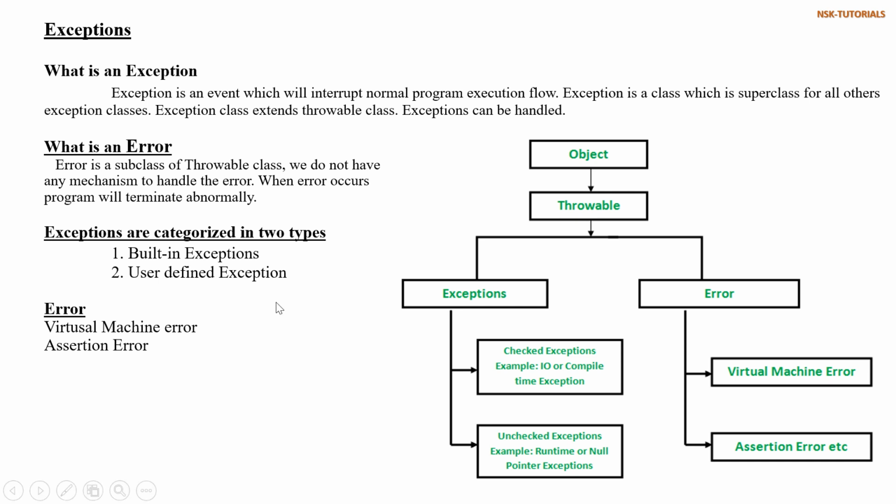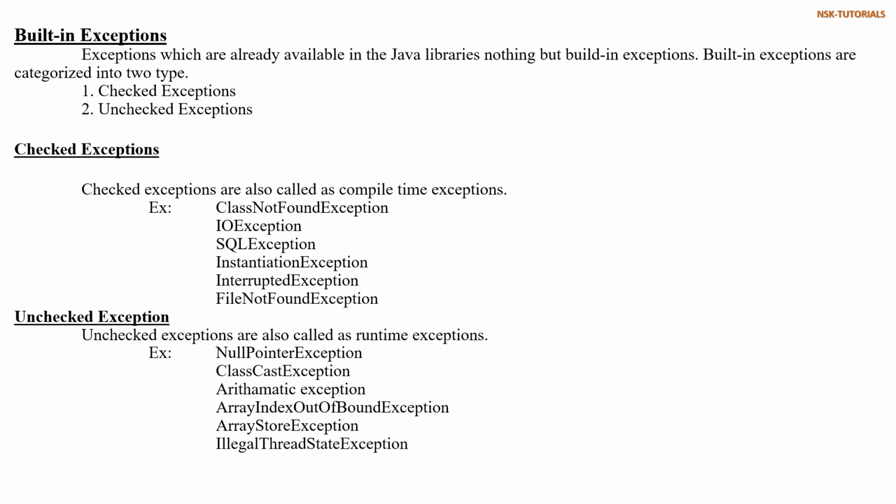Before we go into the next step, let's discuss the categories of exceptions. Exceptions are of two types: built-in exceptions and user-defined exceptions. What is meant by built-in exception? Built-in exceptions are already available in the Java library, already implemented in Java classes. Those exceptions are categorized into two types: checked and unchecked exceptions. Checked exceptions will occur at compile time. Unchecked exceptions will occur at runtime.